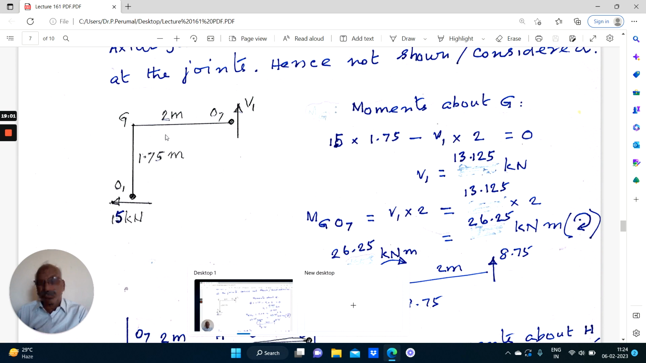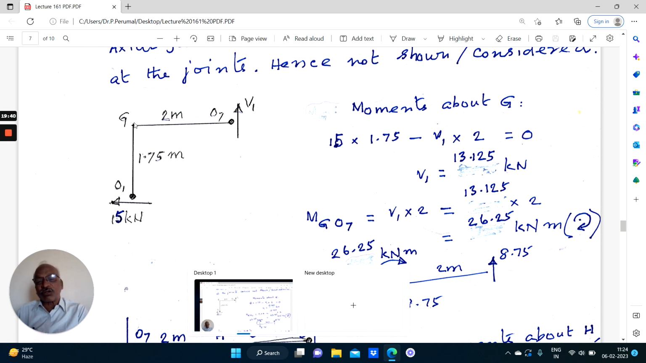Now in this, we know the value of S1 that we have calculated already is 15 kilonewton. So there will be another vertical force here that we have to calculate. For which we are going to take moment about the point G. That is 15 into 1.75 minus V1 into 2, because the first panel is of 4 meters span, therefore half the value is 2 meters. So 15 into 1.75 minus V1 into 2 equal to 0, therefore V1 equal to 13.125.